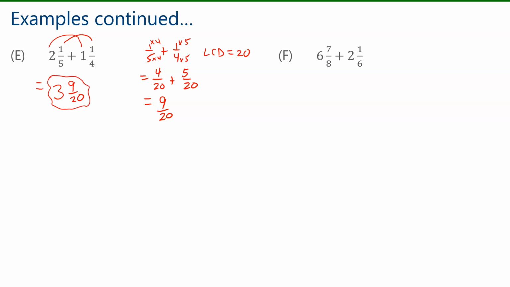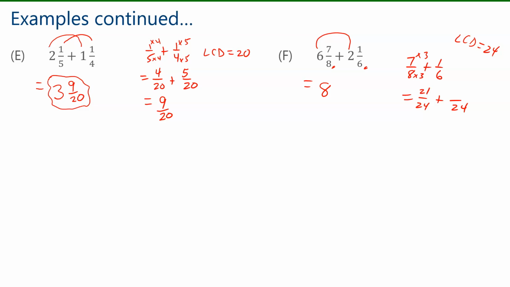We are done. F. 6 and 7/8 plus 2 1/6. The whole number parts. 6 and a 2 is an 8. Our denominators are different in our proper fractions. We're going to take those to the side and add them together. LCD for 8 and 6 is a 24. We need to rewrite both fractions here. 8 times what is 24? That would be a 3. 7 times 3 is a 21.